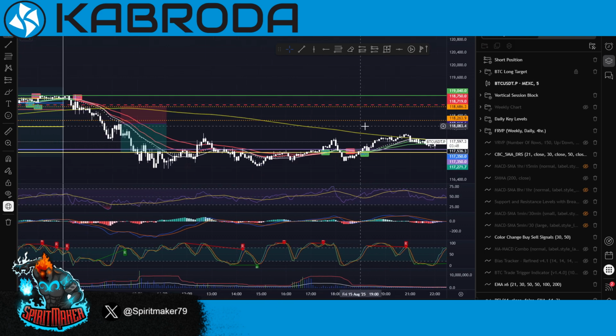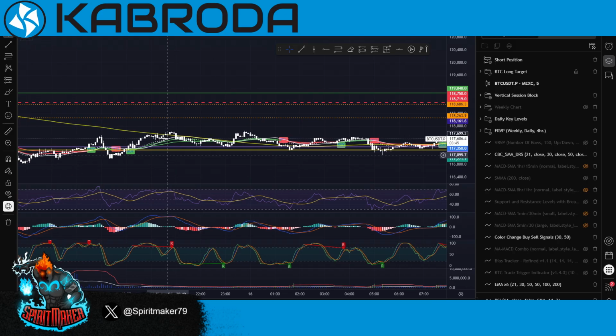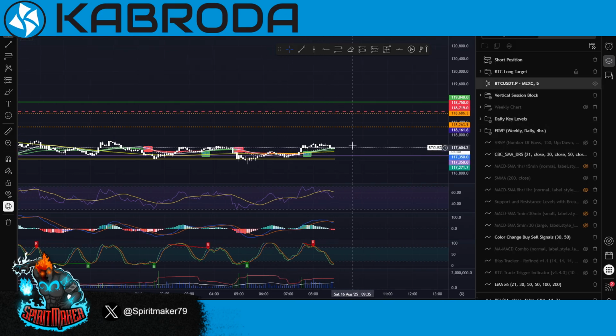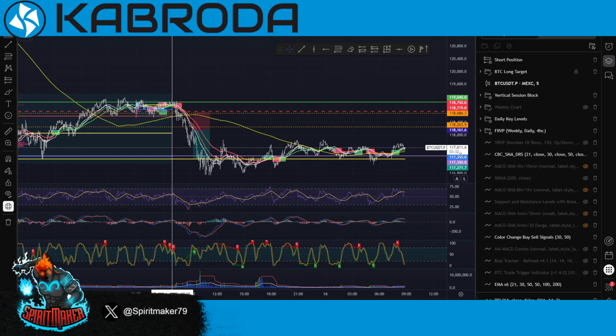And now the 200 is starting to come back down, and you can see it's starting to roll and come back underneath price action through here. So if you're looking at price action now and using the 5-minute, it does show that it has potential to start to kind of roll back up and take back off here.